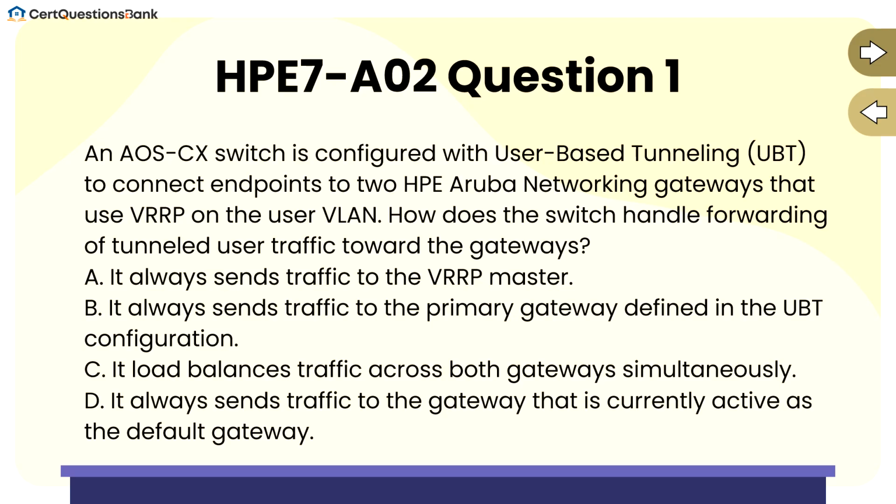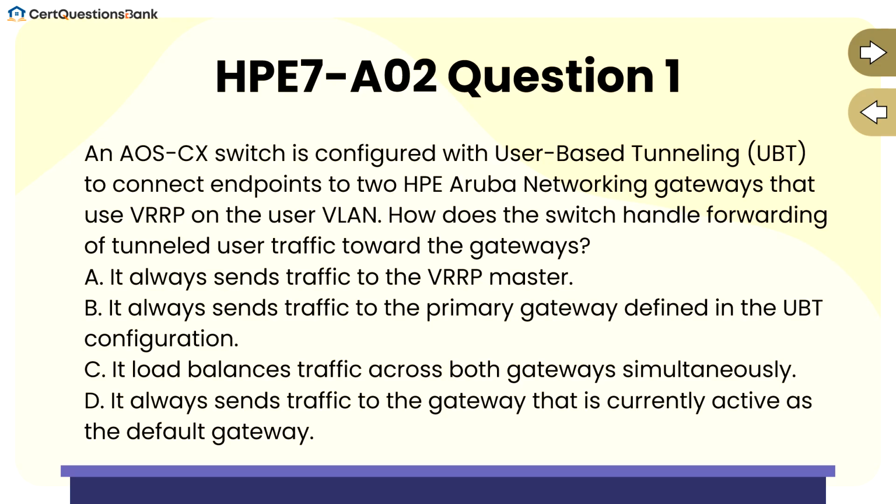An AOS-CX switch is configured with user-based tunneling (UBT) to connect endpoints to two HPE Aruba Networking gateways that use VRRP on the user VLAN. How does the switch handle forwarding of tunneled user traffic toward the gateways?